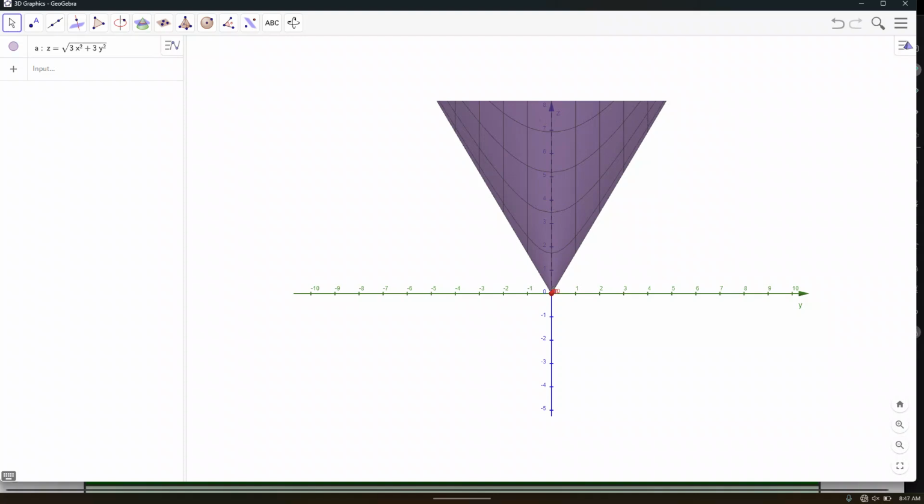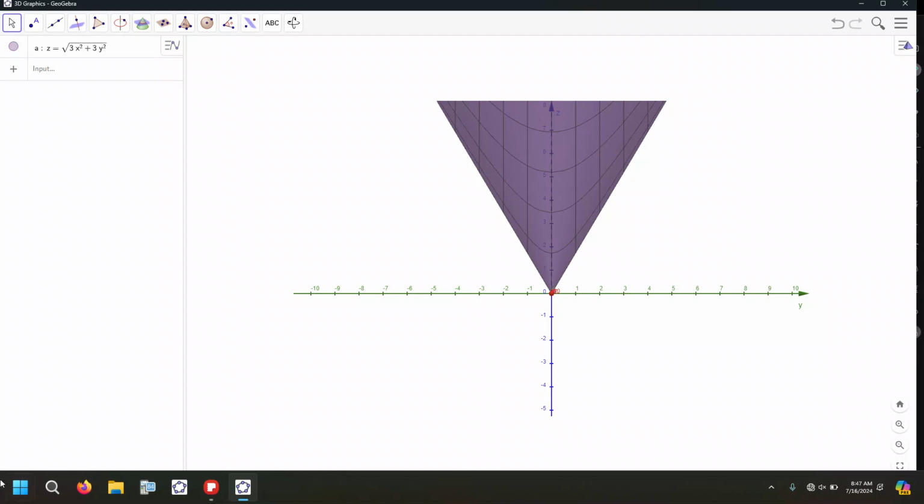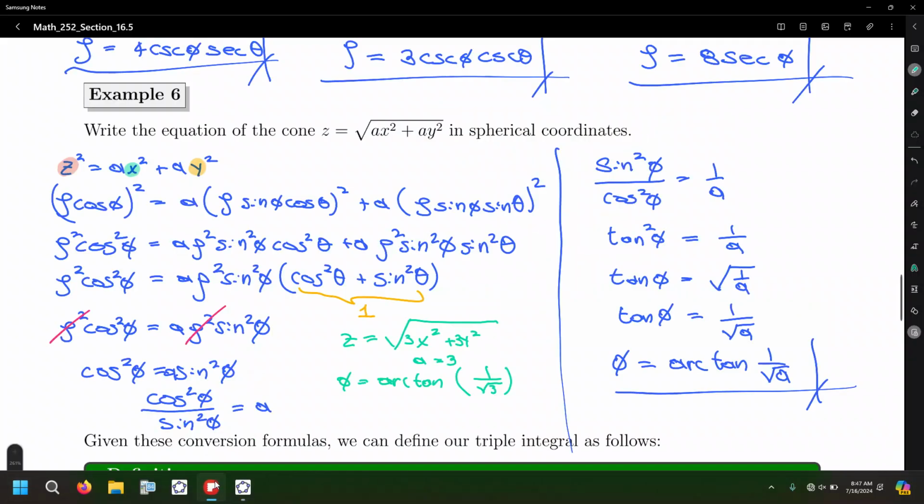Pi over 6. Okay, well, yes, it's kind of obvious from the picture, but we need to show this algebraically using this relation. Actually, I already set it up for you. What's arctangent of 1 over root of 3? Not theta. This is phi. Okay, that's pi over 6.